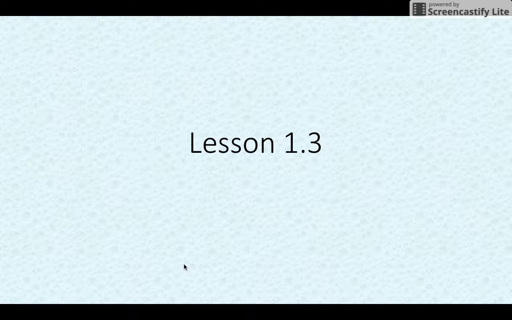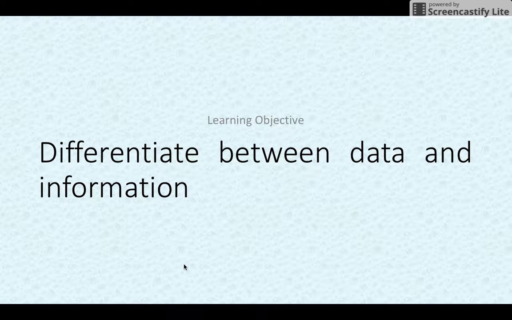So today we are moving on to lesson 1.3 of your computing unit. In this lesson, the learning objective is to be able to differentiate between data and information. So you're going to be learning what each of those are in terms of a computer system and how they differ from each other.